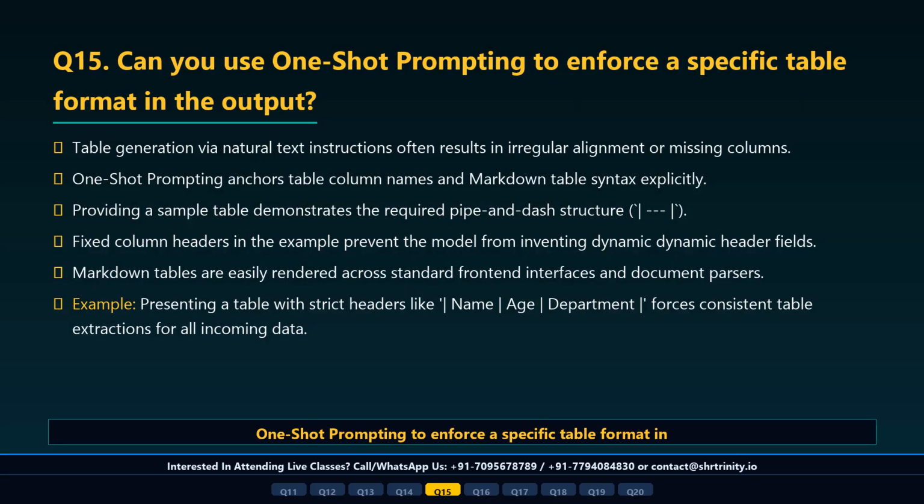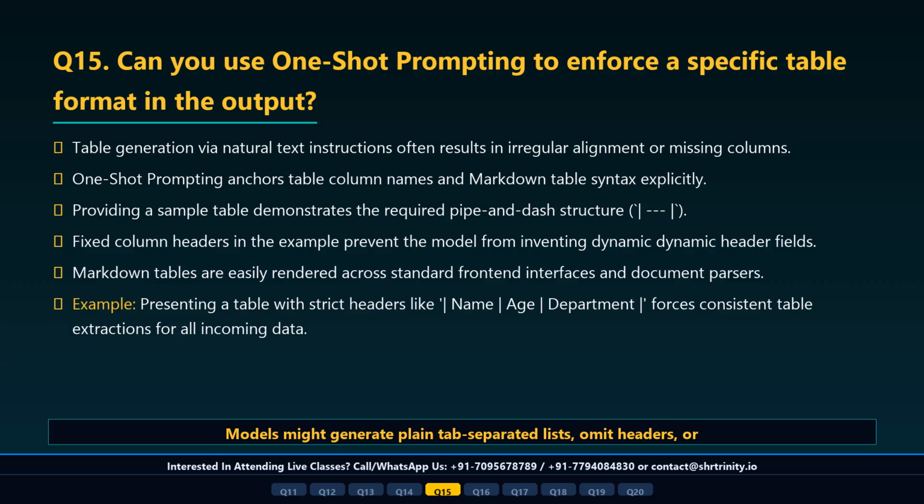Can you use one-shot prompting to enforce a specific table format in the output? Let's explore formatting text outputs as tables using one-shot prompting. When asking an LLM to tabularize messy data, relying purely on text prompts like "format this as a 3-column table" frequently fails. Models might generate plain tab-separated lists, omit headers, or dynamically invent new columns mid-output. To guarantee bulletproof, renderable table formats, we use a single Markdown table example.